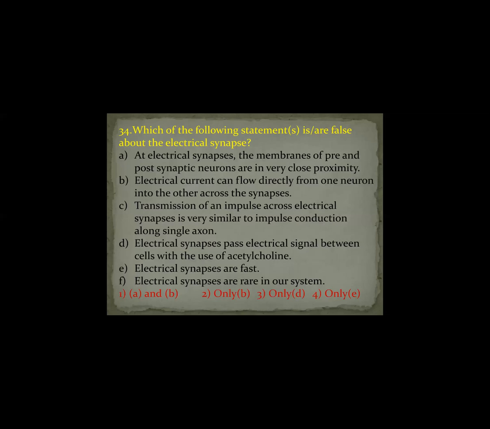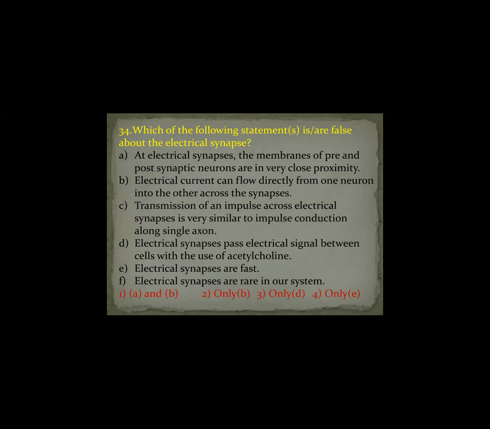What is the difference between chemical synapses and electrical synapses? First, the structural dissimilarity lies in the synapse. This means the synaptic cleft is absent in the electrical synapse. That means the pre and post-synaptic membranes are very close. There is no gap between the post and pre-synaptic membrane.